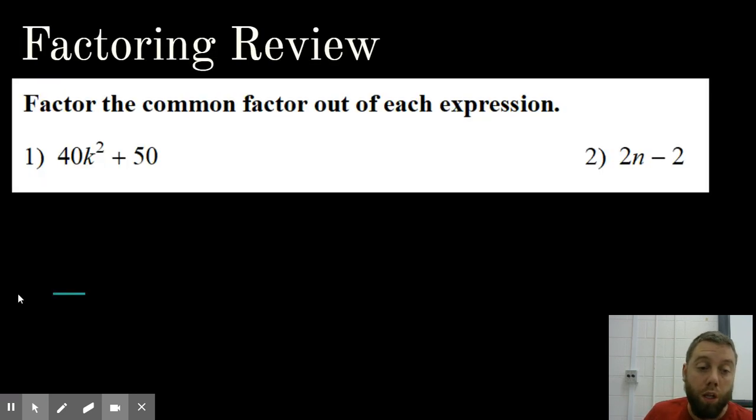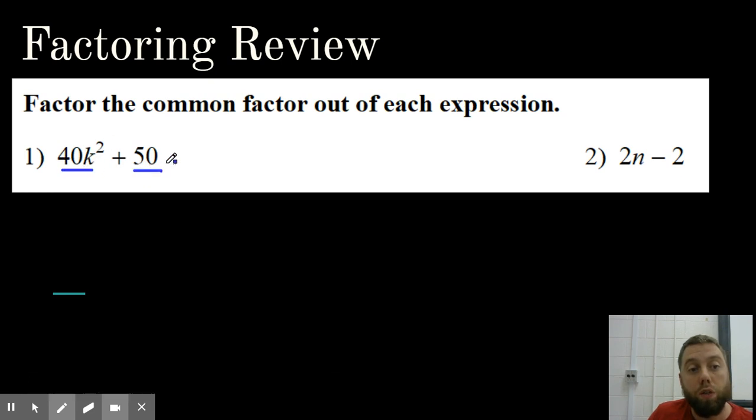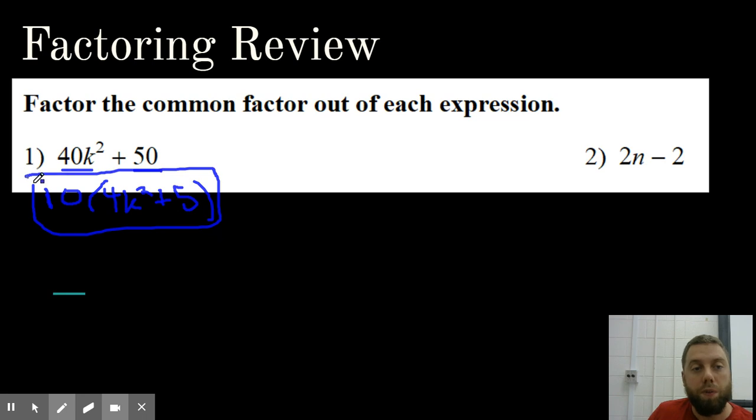Okay, cool. So first we need to review a little bit of factoring. With factoring, we need to see what these two terms have in common. We notice they both have a 10 in common, so we can factor out a 10. If we divide this by 10, that gives us 4k squared remaining, and divide this by 10 gives us 5. A good way to check your factoring, this is what we're looking for in factoring. This is it. But if you are uncertain about your factoring, you can distribute it back in, and you should get the question back. Okay.